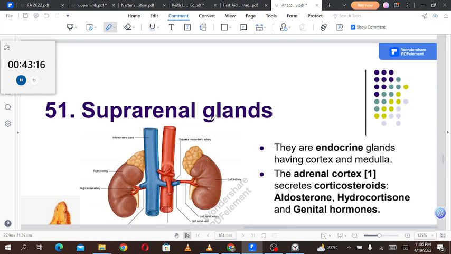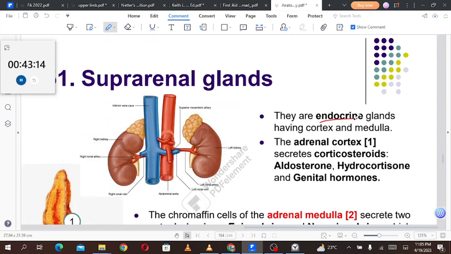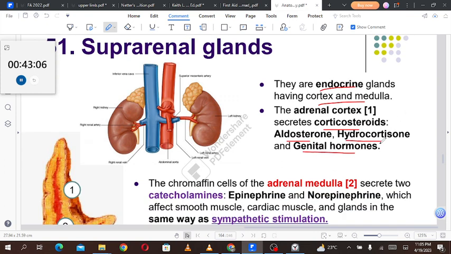Then what are suprarenal glands? They are endocrine glands having a cortex and medulla. The adrenal cortex secretes the corticosteroids, aldosterone, hydrocortisone, and the sex hormones. There are layers, the granulosa, fasciculata, and reticularis, and there are some hormones associated with them which I don't remember right now. I guess the granulosa was secreting aldosterone, the fasciculata was releasing cortisol, and the reticularis was releasing androgens.